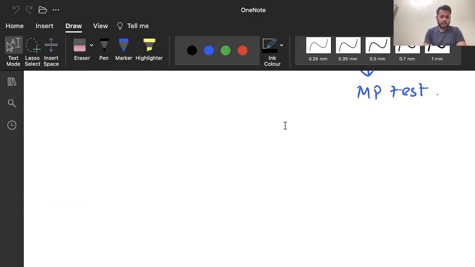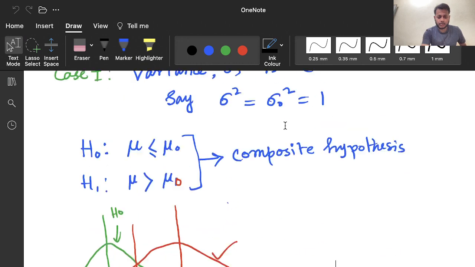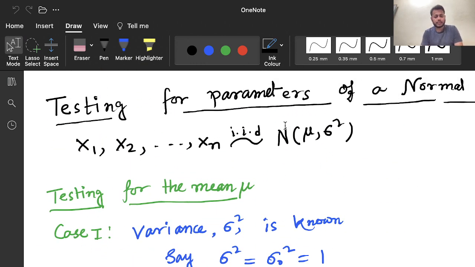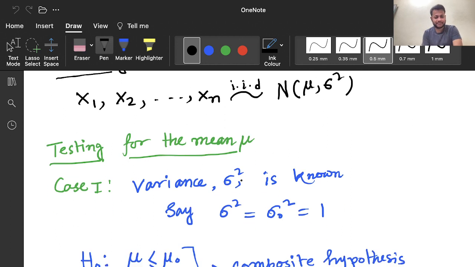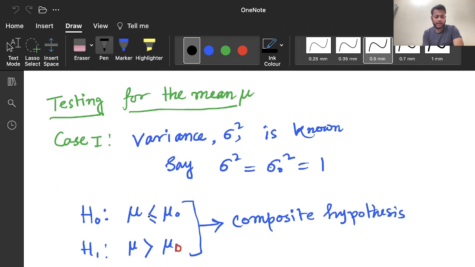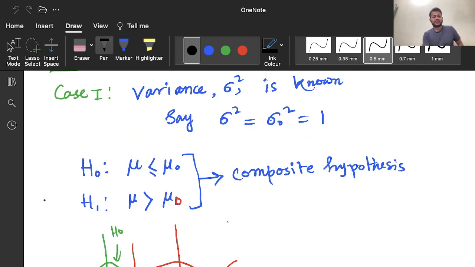So fourth lecture, let's recall what has been done in the previous class. That is testing for the mean of a normal distribution. We are doing case 1 where the variance sigma square is known. For that we are testing the composite hypothesis, that is mu less than or equal to mu 0, and the alternative hypothesis mu greater than mu 0.